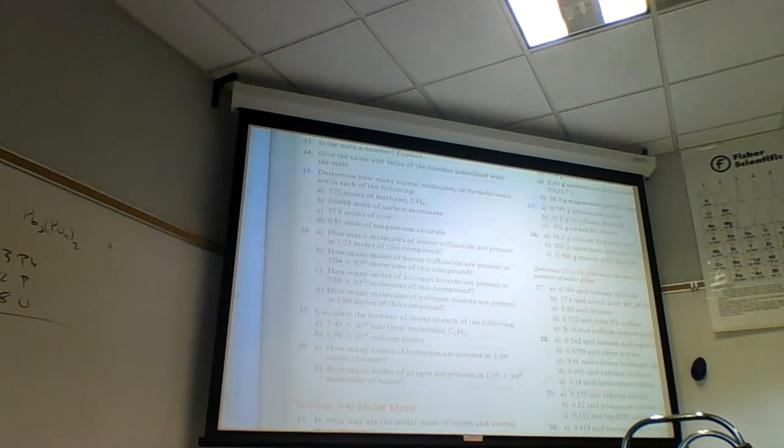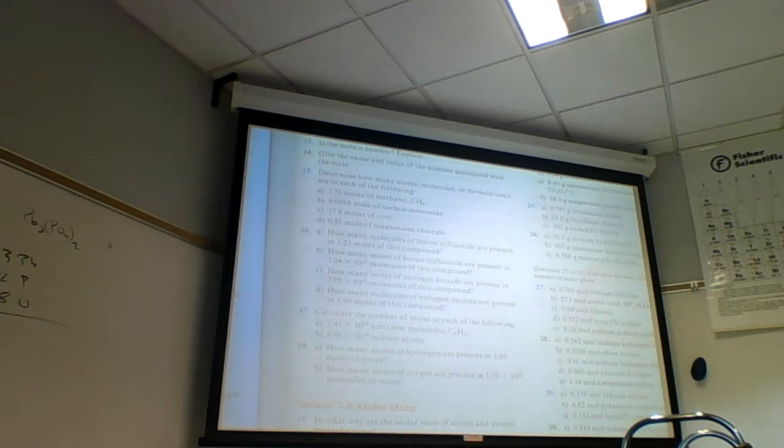So 7.04 times 10 to the 22nd divided by 6.022 times 10 to the 23rd is 0.1169 moles. I'm allowed to say 0.117 moles.